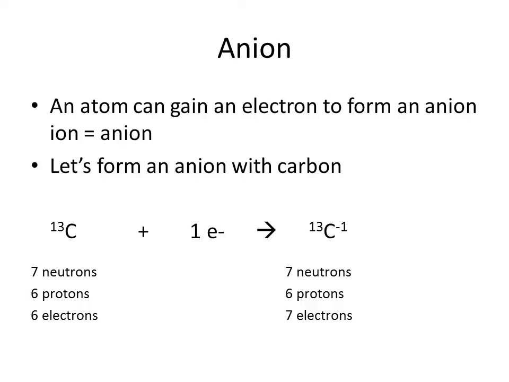We can form an anion by taking an extra electron and adding it to an atom. So here is a neutral carbon atom. We take an extra electron, time elapses, and now the extra electron is inside the atom forming this anion. There is an extra electron on that atom, so now it has a -1 charge.